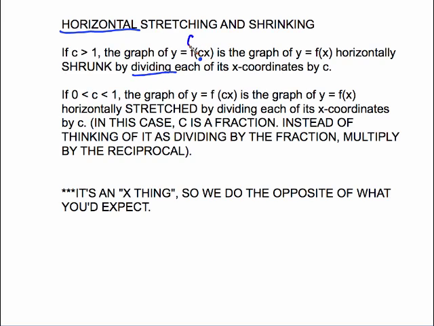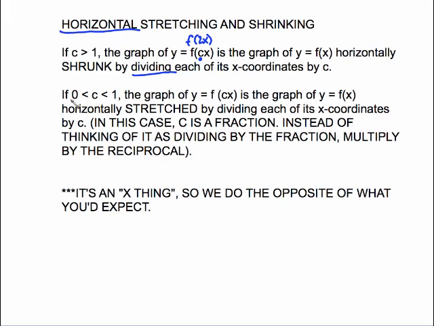In other words, this is going to be like f of 2x. And what I'm going to do to the x values is not double them. I'm going to take half of them. I'm going to divide by 2. If your c is between 0 and 1, then your graph is going to be stretched by dividing each of the x coordinates by c.